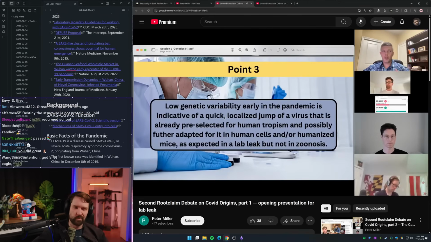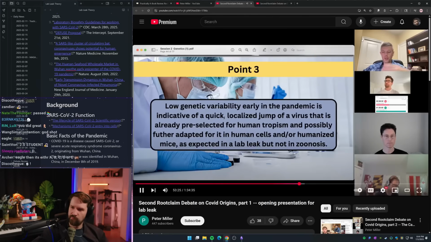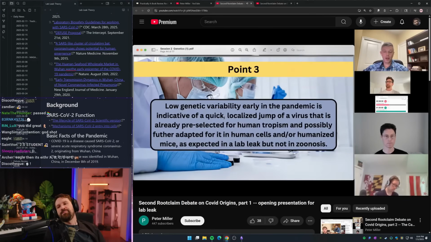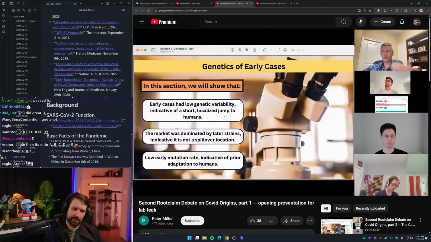SARS-2 was either pre-selected for human transmission or even pre-adapted for human transmission, which is, of course, much better explained by a lab leak than by zoonosis. Because under zoonosis, we still don't know how exactly it would have happened.